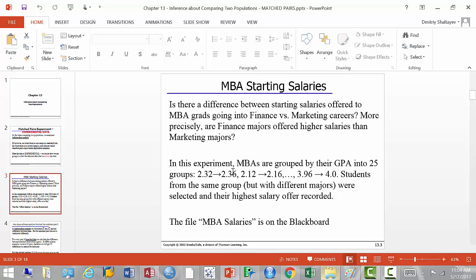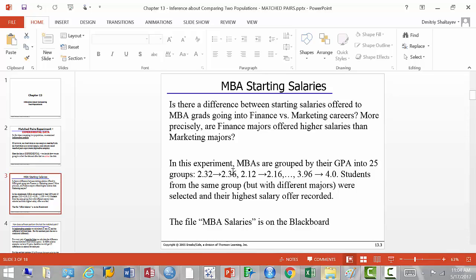Okay, so let's take a look at the problem: MBA starting salaries. Is it true that people who are graduating with an MBA in finance are getting offered more money, on average, of course, than people who are graduating from the MBA program with a marketing specialization? That would seem to be the case generally. Why? People with a finance degree go into the banking sector, financial companies, investment firms, possibly Wall Street, and typically salaries there are high. So there might be something to that statement.